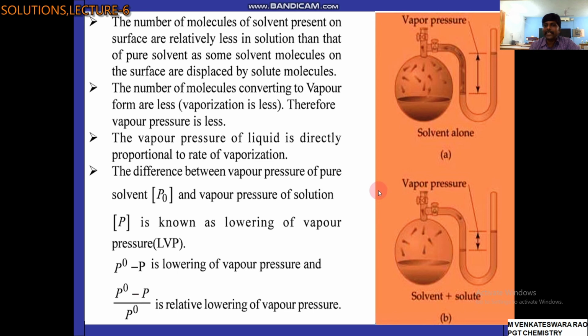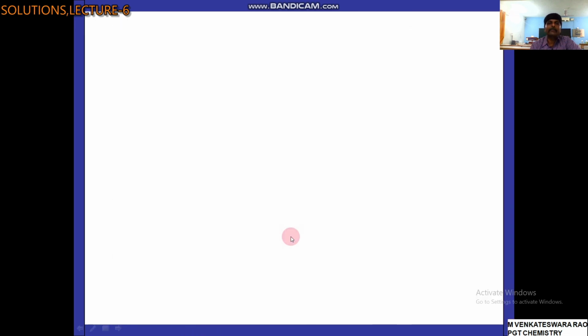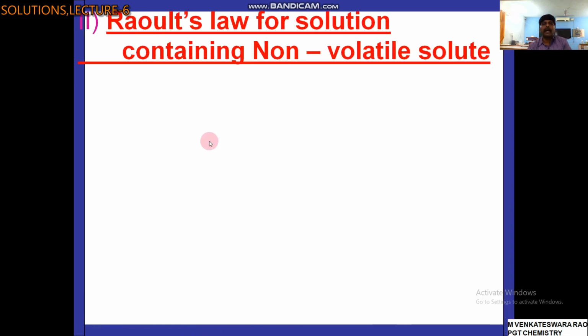20 is decreased out of 100. P0 minus P is the decrease out of P0. So out of P0 you are comparatively expressing, which means a relative expression. So it is relative lowering of vapor pressure. What is relative lowering of vapor pressure? P0 minus P by P0. It is relative lowering of vapor pressure. Next we will move to Raoult's law.